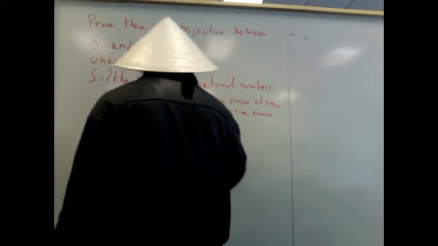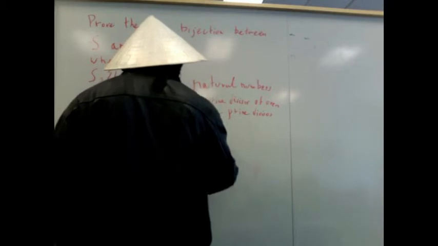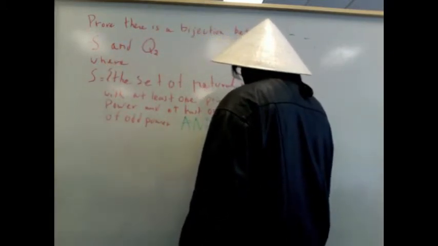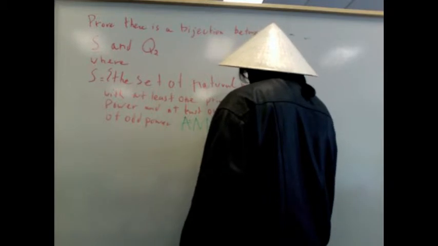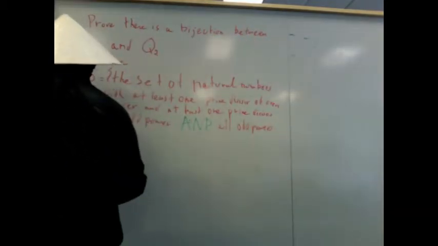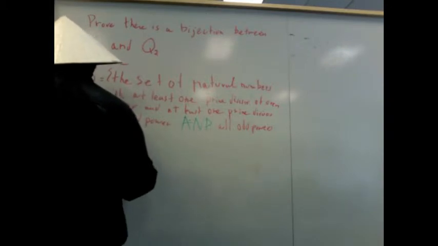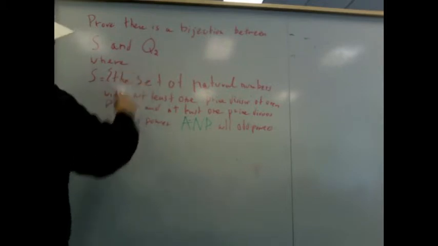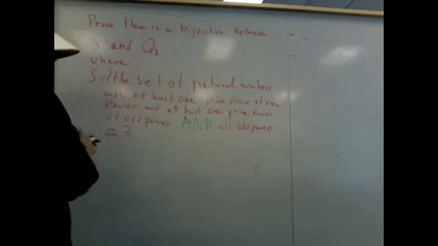I saw the proof online and I had a problem. So for N, all odd powers are greater than or equal to 3. Okay, that's S. Q2 is much simpler.